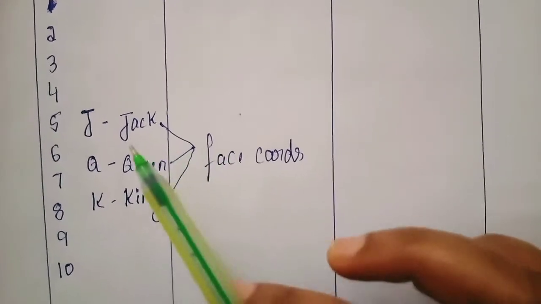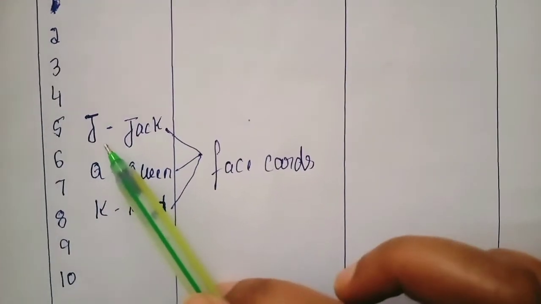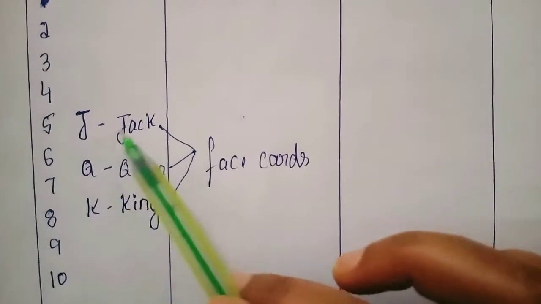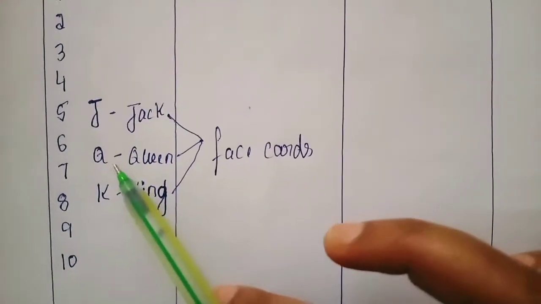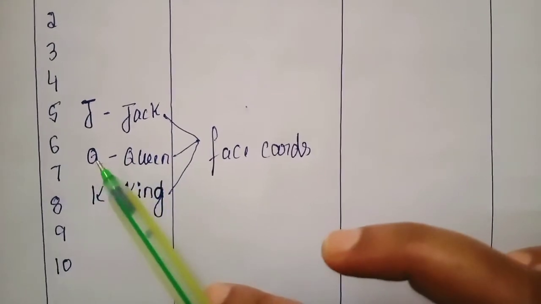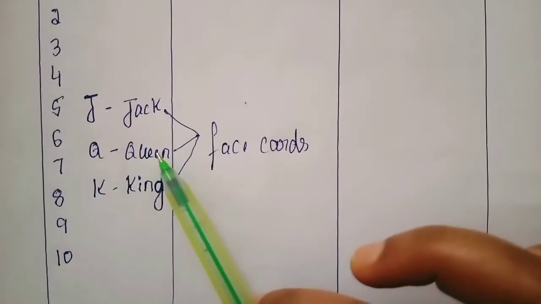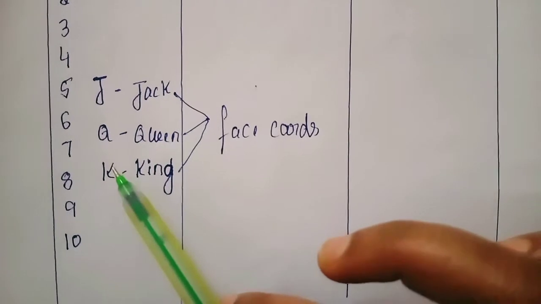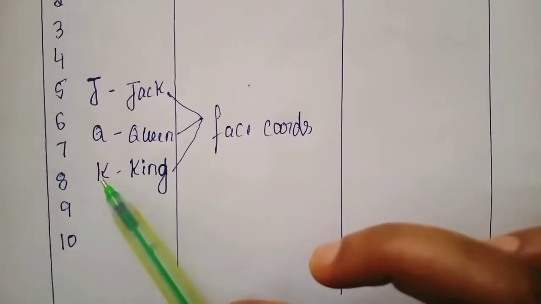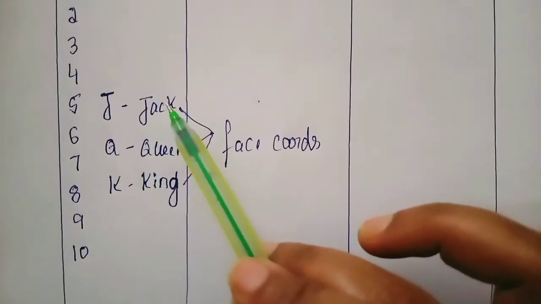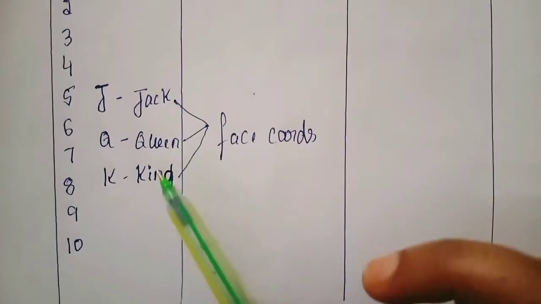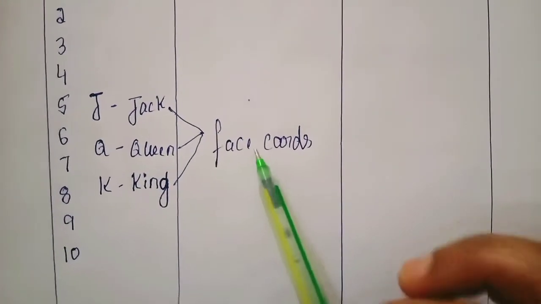Why? Because on the J card, that is a jack, a jack picture will be there on that card. Similarly Q, that is queen. On the card Q, you can see the picture, the face of a queen. Similarly on the card king, that is K, you can see the face of a king. That's why we call jack, queen, king face cards.